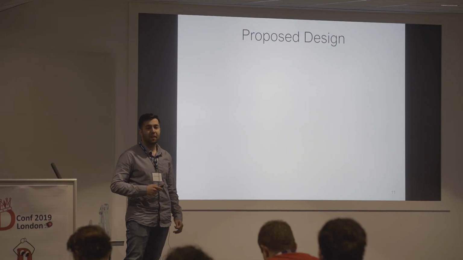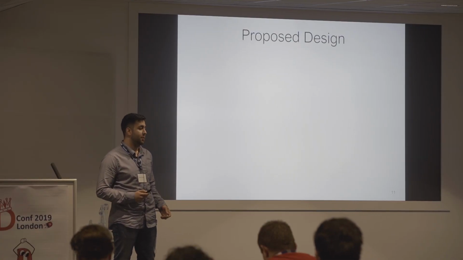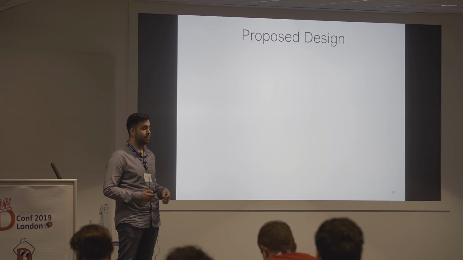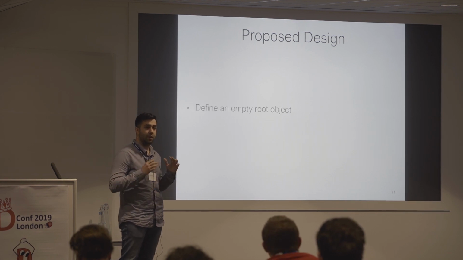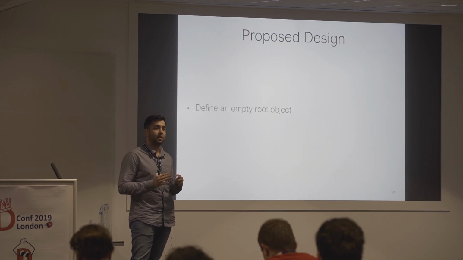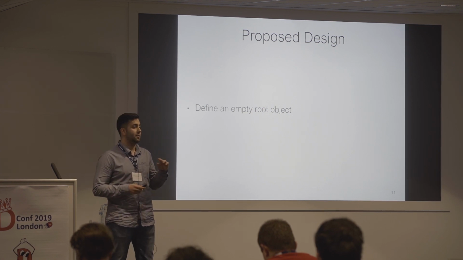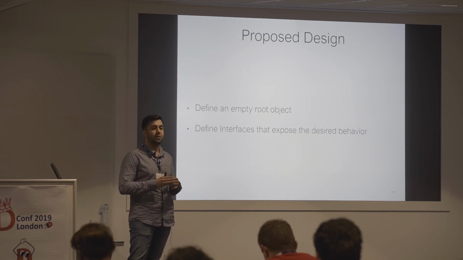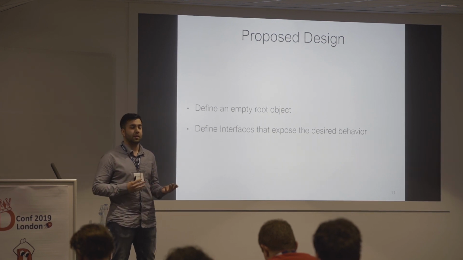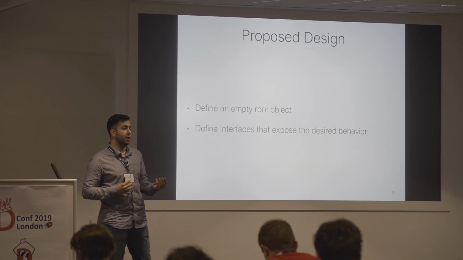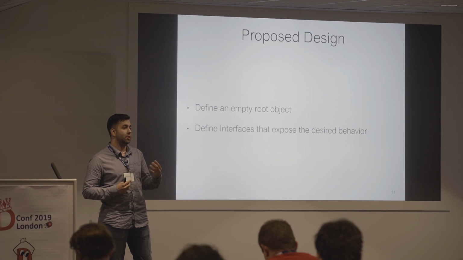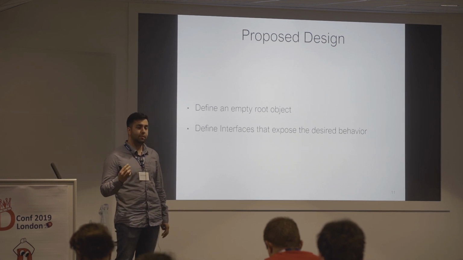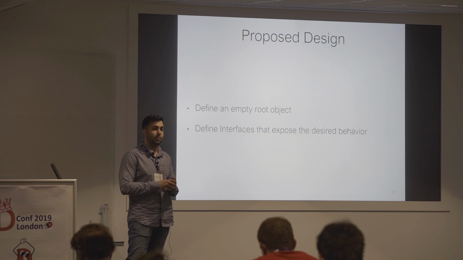Yeah. So now, my proposed design, well, our proposed design is, we'll have a root class that's going to be an empty object, and this is going to be at the base of the hierarchy. And we'll call this ProtoObject. And then we'll define interfaces that expose the desired behavior, right? Because it can be argued that at the end of the day, you're only interested in what your type can actually achieve, and you don't have to have it baked into the object, right?